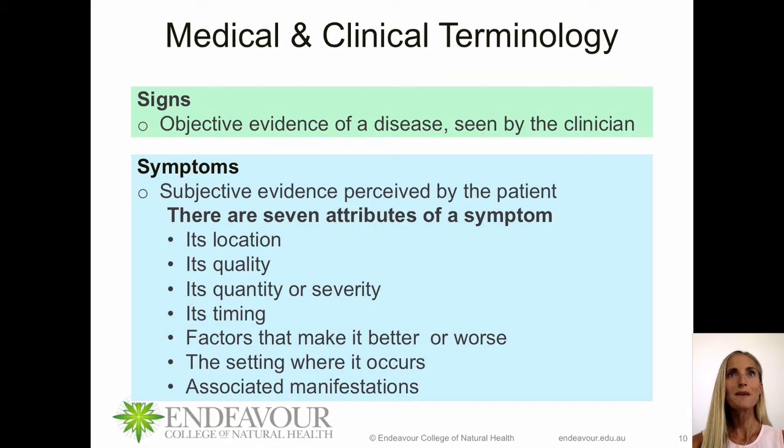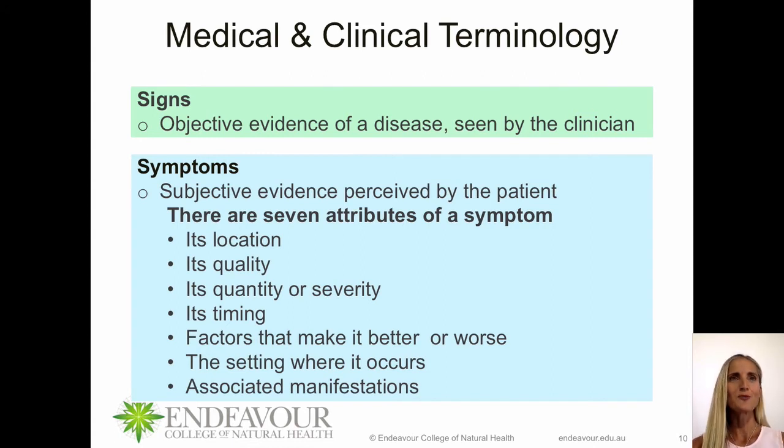So let's move on to medical and clinical terminology. First of all, let's talk about signs. Signs are an objective evidence of a disease as seen by the clinician. Now, the symptoms are what the patient is going to tell you. This is the explanation of what's happening, how it's happening, when and where it's happening.